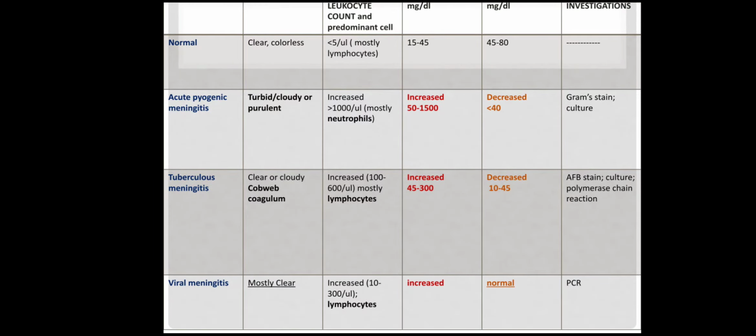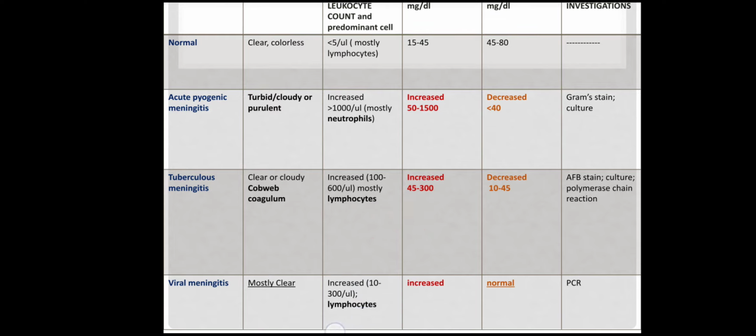Now next is the total leukocyte count and the differential count. The normal CSF count is less than 5 per microliter, and mostly it is composed of lymphocytes. While in acute pyogenic meningitis, the cell count is high, usually more than 1000, and mostly composed of neutrophils. In tubercular meningitis, the count is generally between 100 to 600 and mostly lymphocytes are seen.